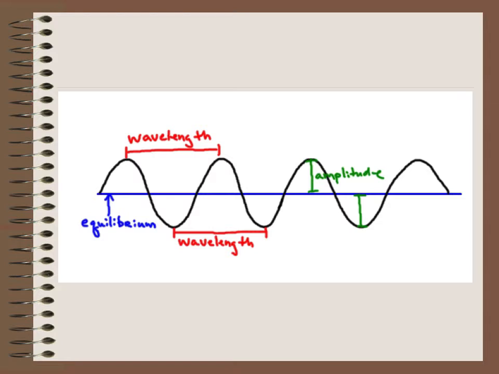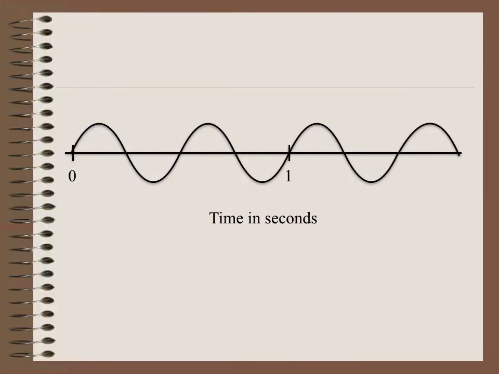Now here's a drawing with some of the things that we talked about: the equilibrium, amplitude, and wavelength of a wave. You'll want to draw this in your notes so that you have something to refer to. Now, something else. When you're doing your worksheet today, they're going to ask you to find or to determine the amplitude, wavelength, period, and frequency of a series of waves. So let's see how you'll do that.